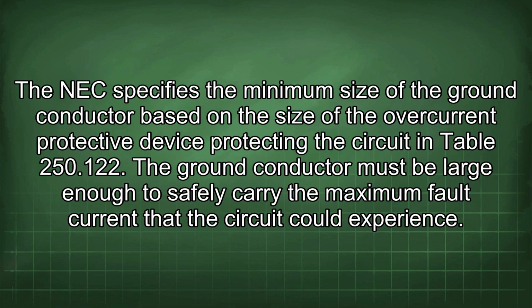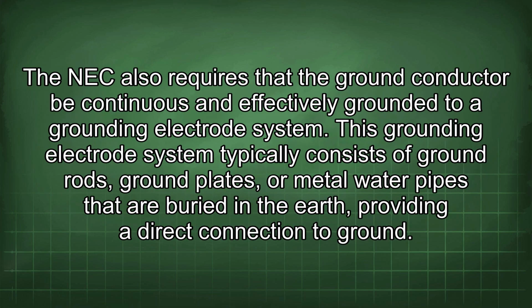The NEC specifies the minimum size of the ground conductor based on the size of the overcurrent protective device protecting the circuit in Table 250.122. The ground conductor must be large enough to safely carry the maximum fault current that the circuit could experience. The NEC also requires that the ground conductor be continuous and effectively grounded to a grounding electrode system. This grounding electrode system typically consists of ground rods, ground plates, or metal water pipes that are buried in the earth, providing a direct connection to ground.